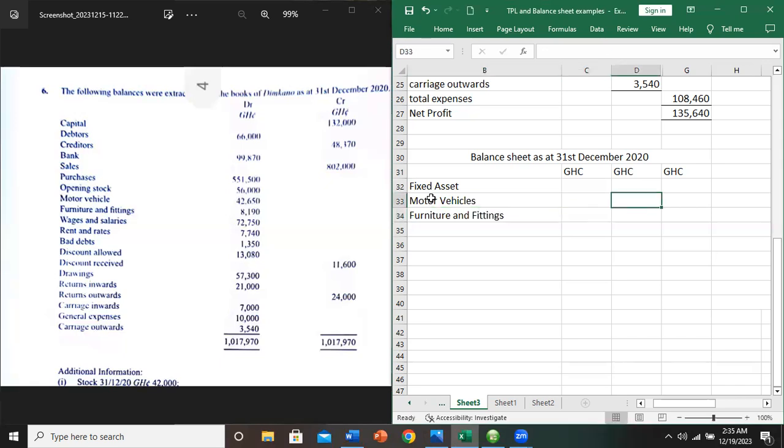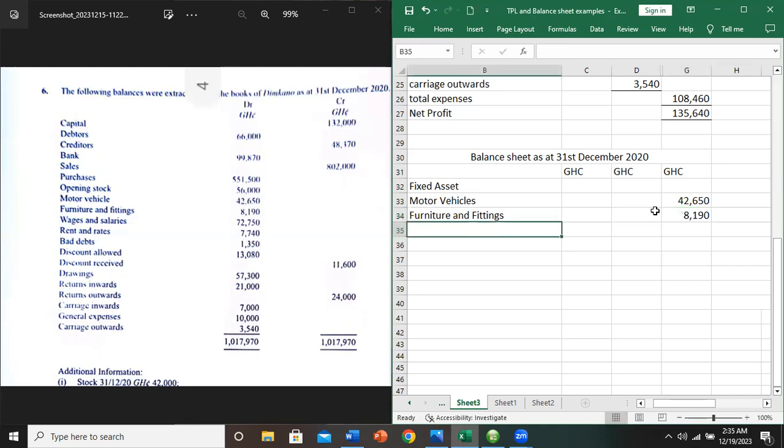Now again, this is a question where we don't have depreciation, so don't bother yourself about the cost, depreciation, and whatever. So you put the figure straight under the third column. Motor vehicle is, let me trace the figure well, 42,650. Good. And then the furniture and fittings is, am I missing this? Okay, this purchases, opening stock. Okay, furniture and fittings is 8,190. Okay. So these are the only fixed assets you have.